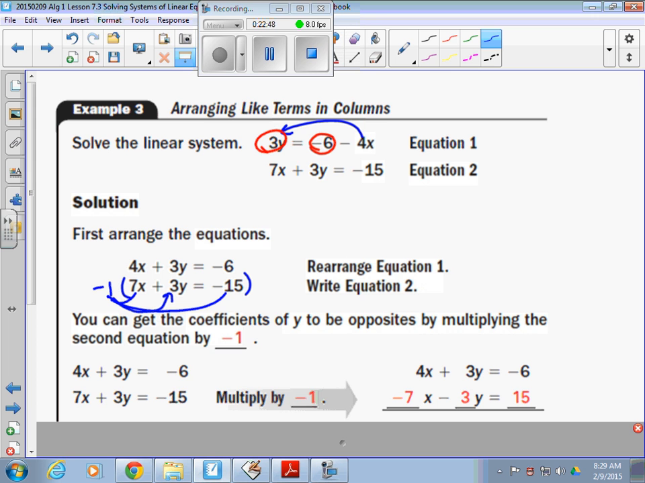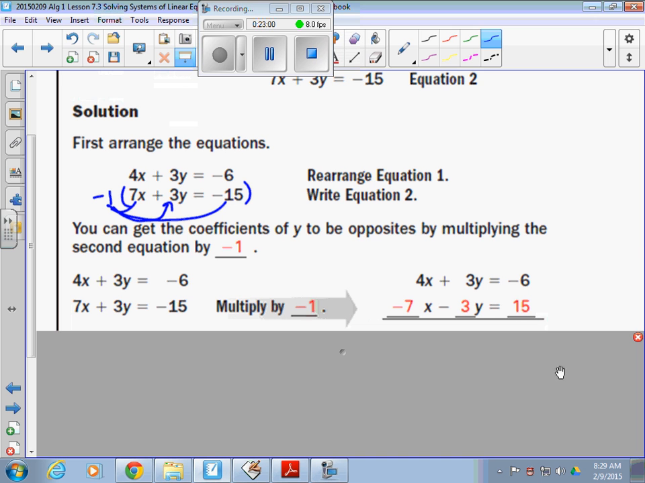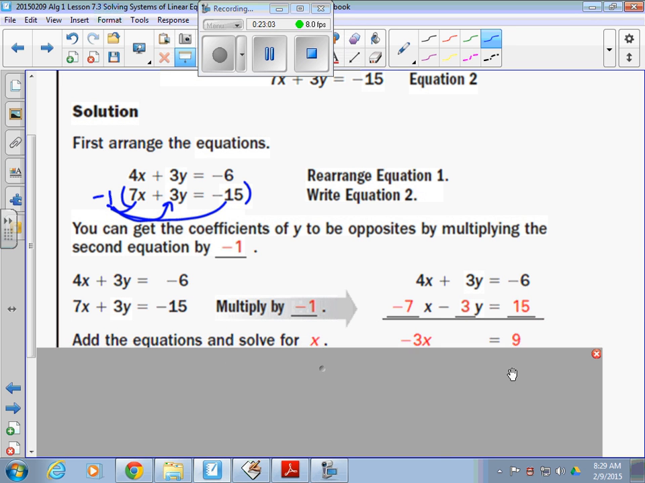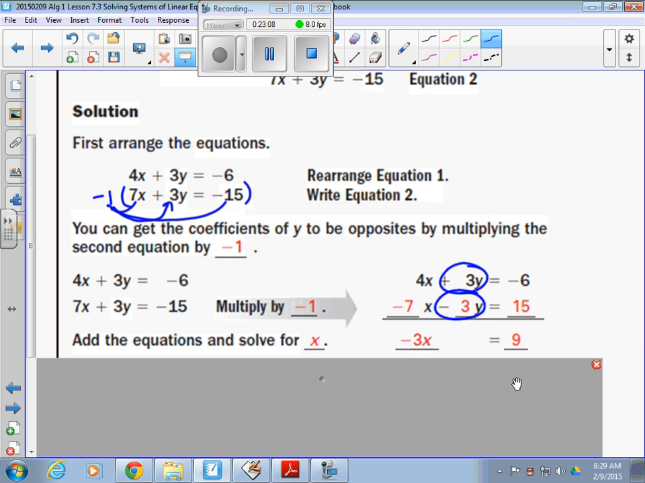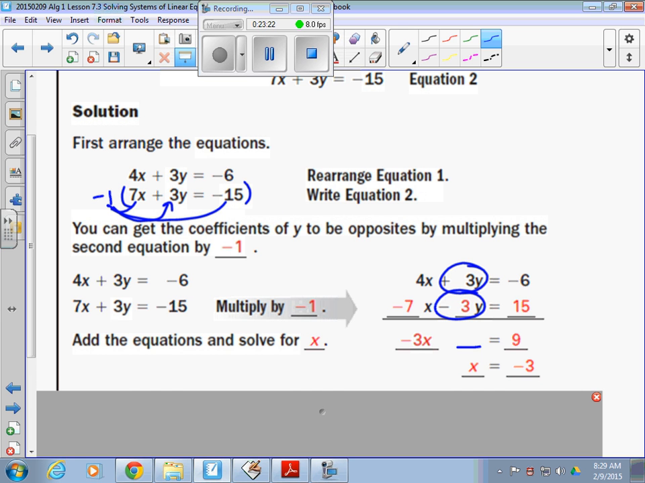So 7x times negative 1 is negative 7x. 3y times negative 1 is negative 3y. Negative 15 times negative 1 is positive 15. Now everything's stacked on top of each other, and we have opposites, 3y and negative 3y. Notice when we put those two together, they eliminate and go away. 4x minus 7x is negative 3x. And negative 6 plus 15 is positive 9. Divide by negative 3 on both sides, and x's value is negative 3.